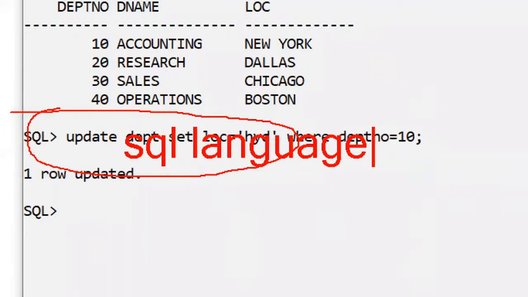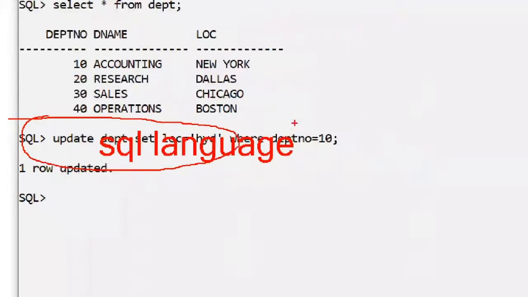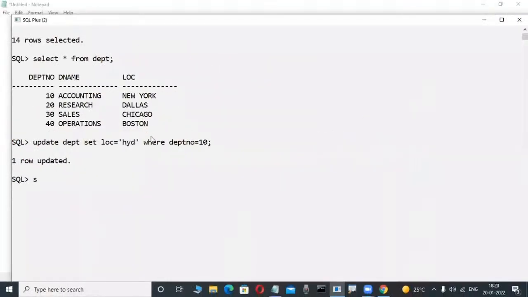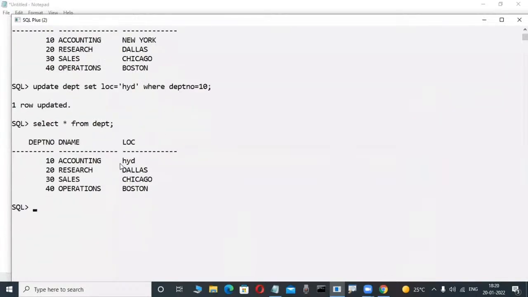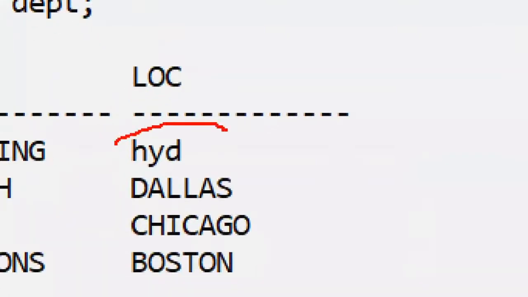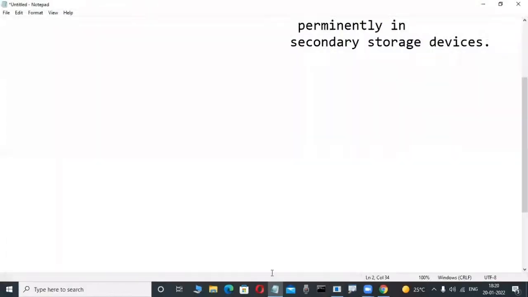Now observe here. Once we write this type of code, this SQL language, it automatically affects your database. Observe it here: in the previous case, New York was there, but in this case, Hyderabad is the location, or not? Yes. That's why always observe it here.